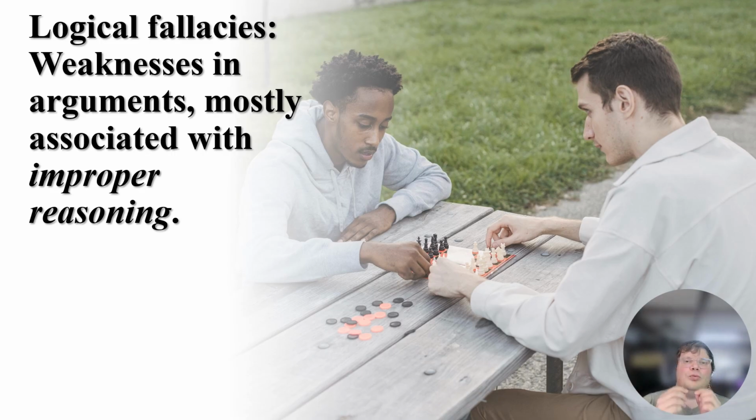Logical fallacies are weaknesses in the construction of our arguments, and they're mostly associated with improper or poor reasoning. So logical fallacies are the errors in reasoning that undermine the logic and the credibility of the argument that we're trying to make. And so we want to avoid those logical fallacies at all costs.